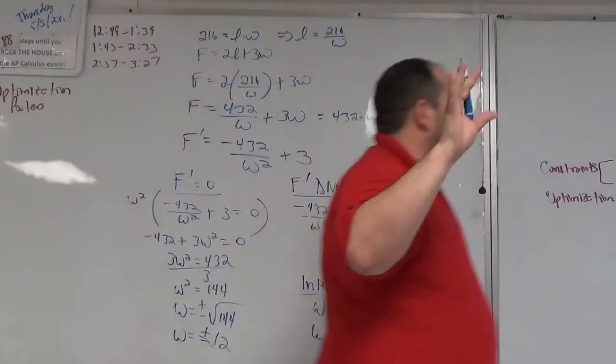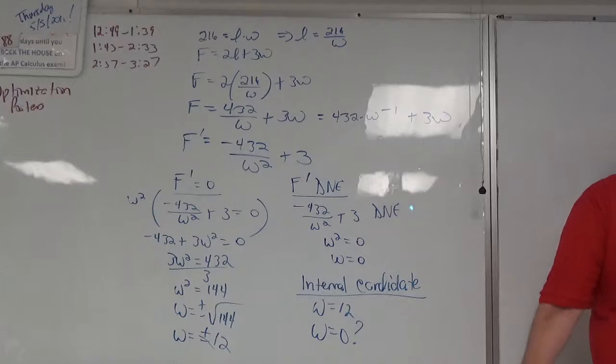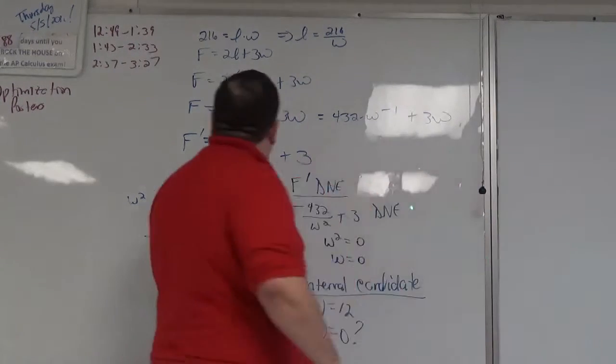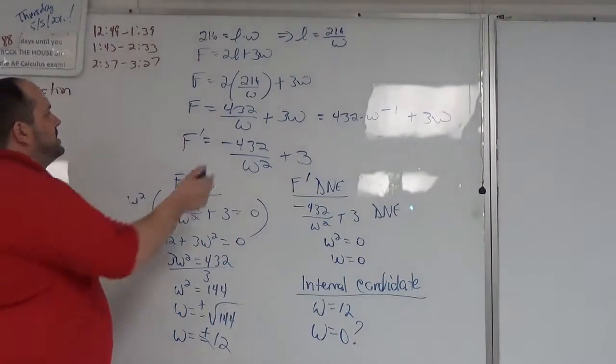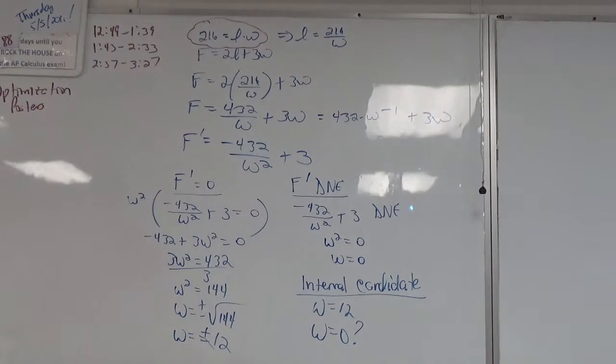There is one thing, though, that makes this problem special, and I want to make sure I get all your brains on this. It's the endpoints that are the problem here. We're going to run into a problem with the endpoints. The original constraint is this: 216 equals L times W. What is the smallest that the width could be? This is the question to ask yourself when it comes to endpoints. What's the smallest it could be?